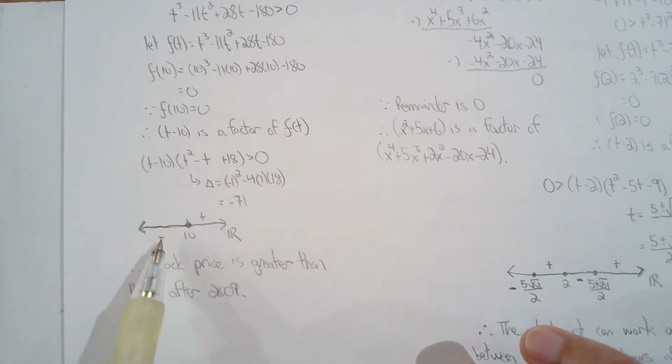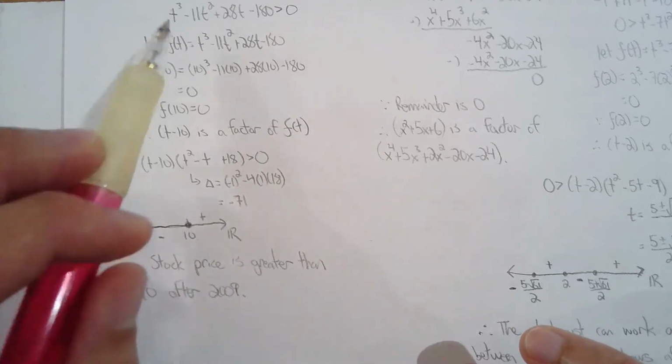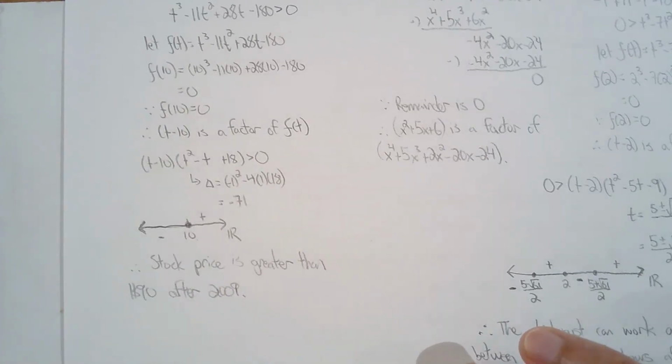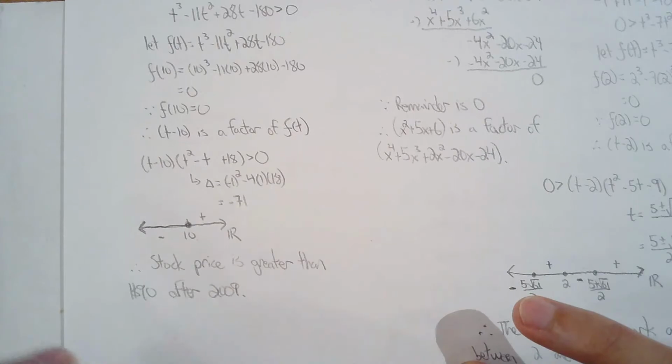Now, once again, it's negative when it's less than 10 and positive when it's greater than 10 because of the end behavior of an odd degree polynomial with a positive leading coefficient. Anyways, that allows me to answer the question. Now that I know the solution to the inequality, the stock price is greater than $90 after 2009.